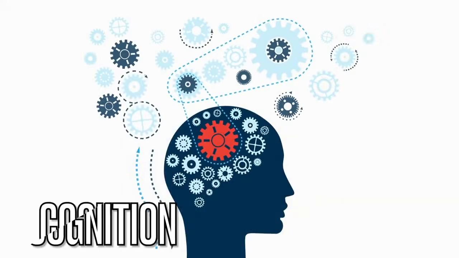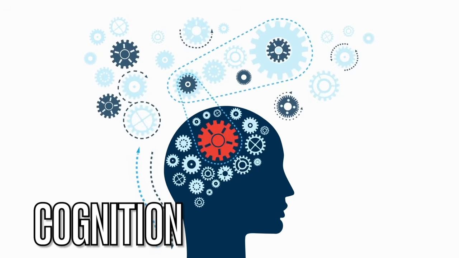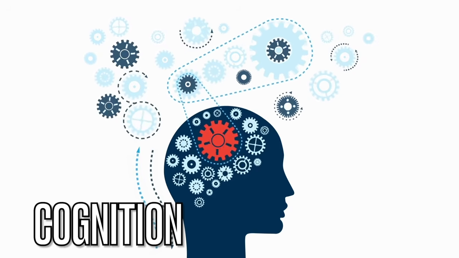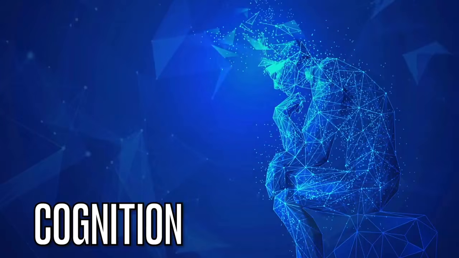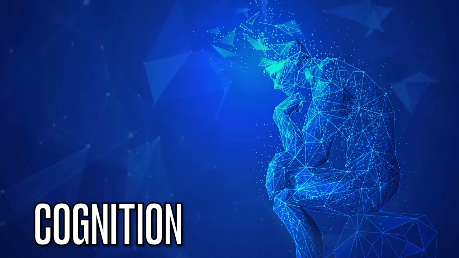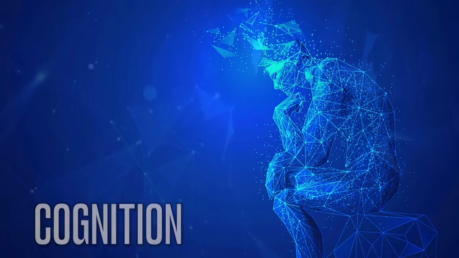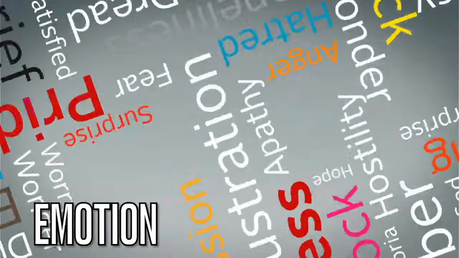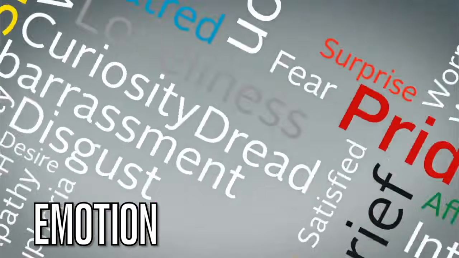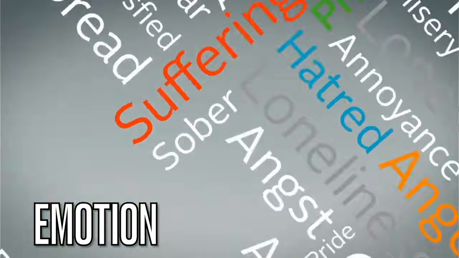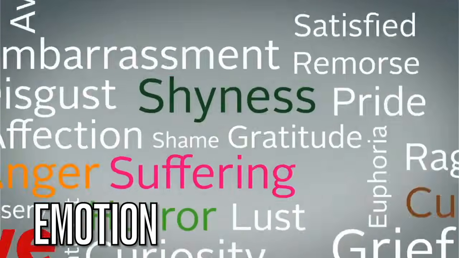Now let's explore cognition. Cognition refers to mental processes such as perception, thinking, reasoning, and problem solving. Repeat after me. Cognition. Emotion is our next term. Emotions are complex psychological and physiological responses to events or situations involving feelings like joy, fear, anger, and more. Emotion.